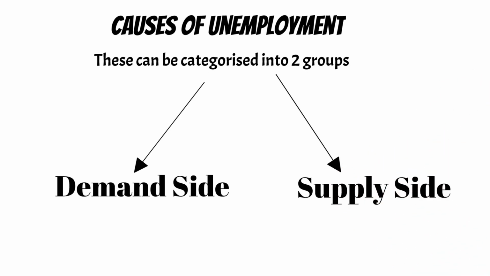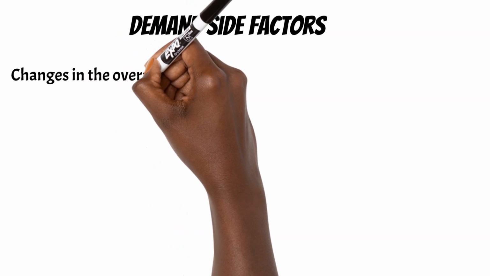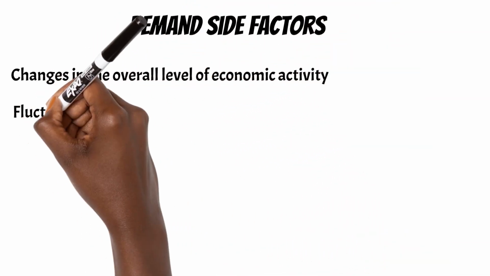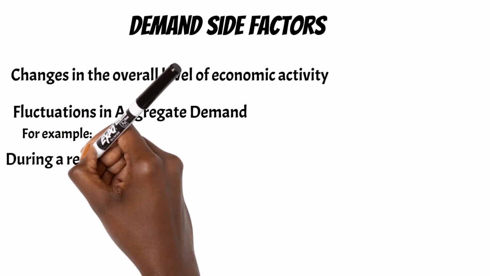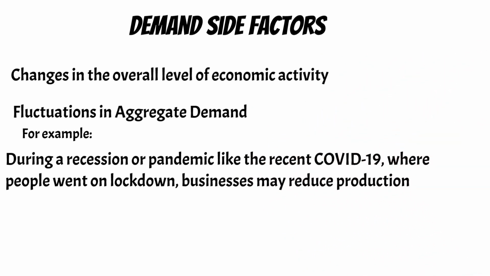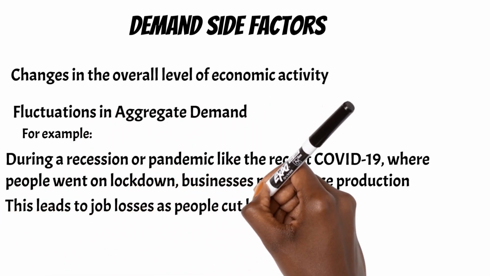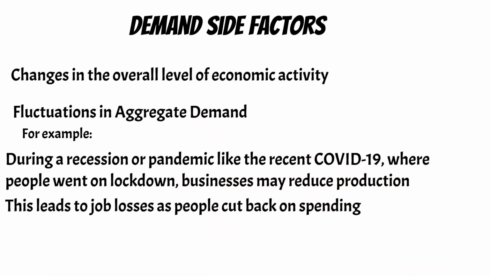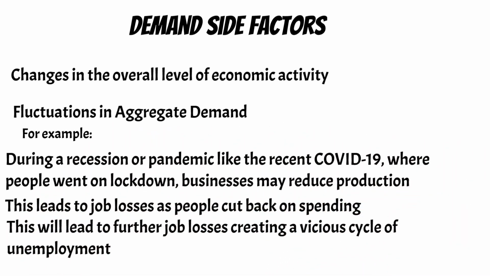Now coming to the causes of unemployment, these can be broadly categorized into two groups, which are demand-side and supply-side factors. Demand-side factors include changes in the overall level of economic activity and fluctuations in aggregate demand. For example, during a recession or pandemics like the recent COVID-19, which saw the whole world go on lockdowns, businesses may reduce production. This leads to job losses as people are more likely to cut back on spending. This reduction in spending can lead to further job losses, creating a vicious cycle of unemployment.